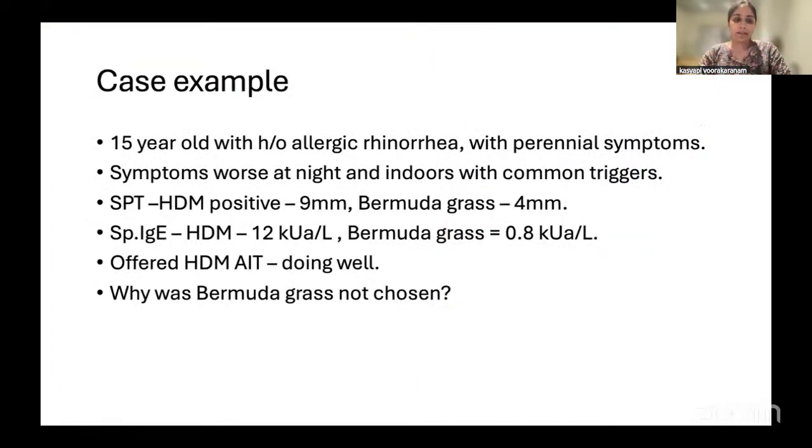So we have a case here with a 15-year-old male with allergic rhinitis symptoms, rhinorrhea, sneezing, nose block, which are perennial in nature, and the symptoms are worse at night and indoors, with the basic common triggers. The skin prick test was suggestive of house dust mite positivity with Bermuda grass positivity as well. Specific IgE also showed 12 kUA per liter for house dust mite and 0.8 for Bermuda grass. We have offered the patient house dust mite immunotherapy, and the patient is doing well.